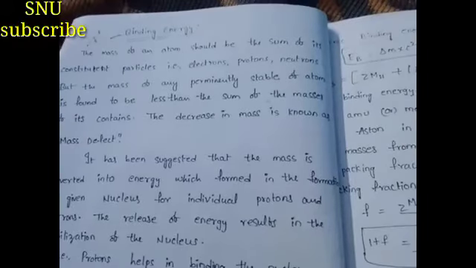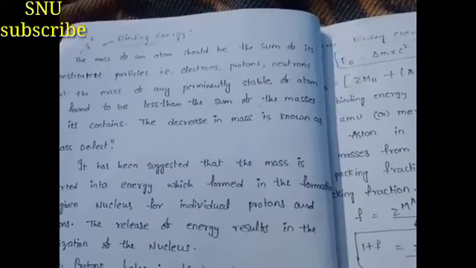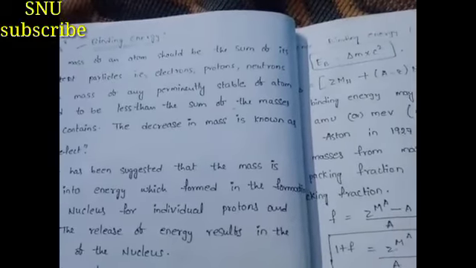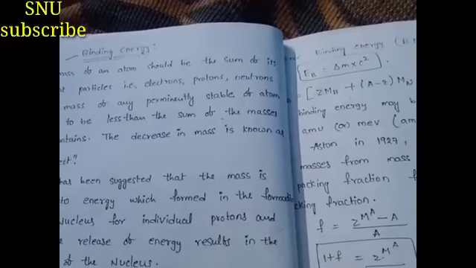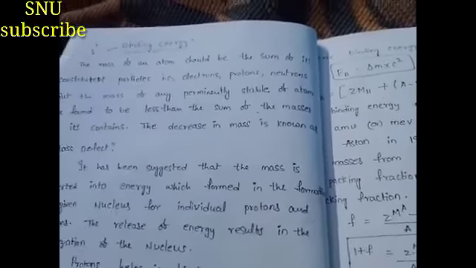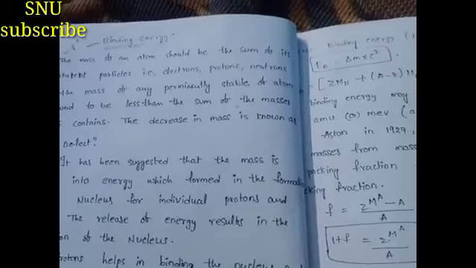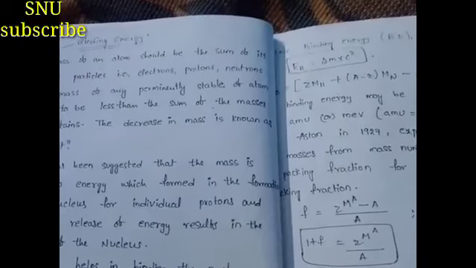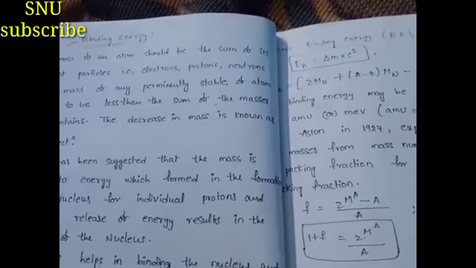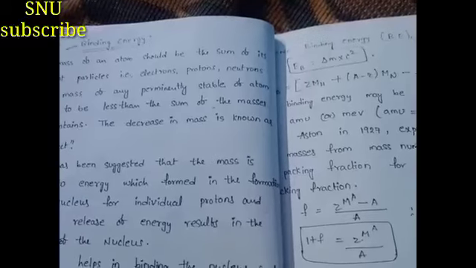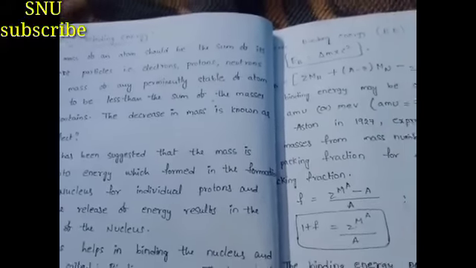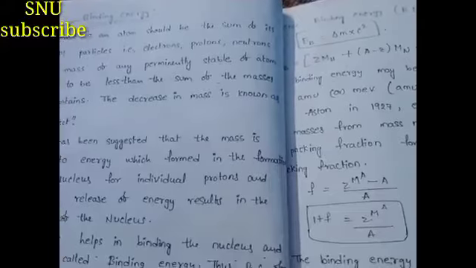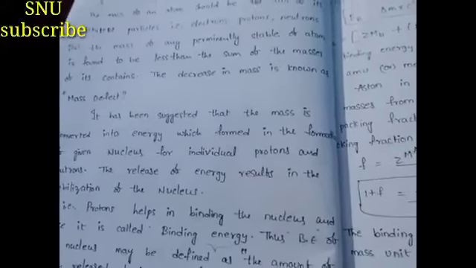Binding energy. The mass of an atom should be the sum of its constituent particles, that is, electrons, protons, and neutrons. But the mass of any permanently stable atom is found to be less than the sum of the masses of its contents. The decrease in mass is known as mass defect.